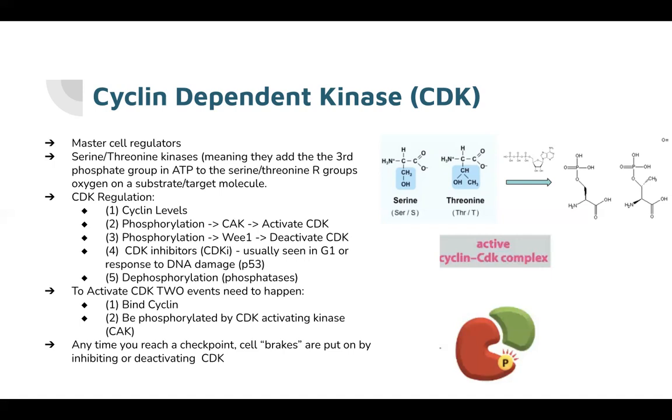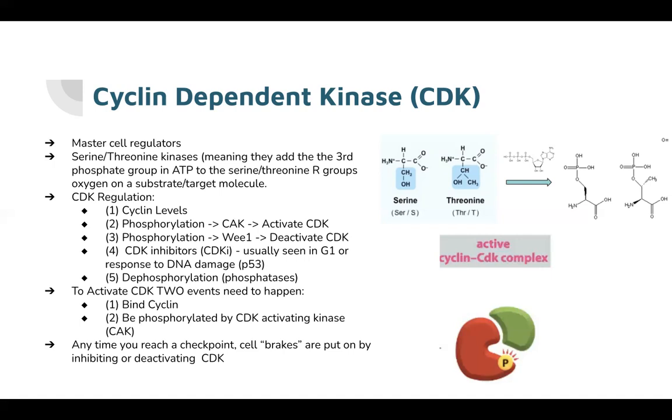Another way we can regulate CDK is through CDK inhibitors, which I think there's a slide in here about, P53. So CDK inhibitors inhibit the CDK cyclin complex. And you're usually going to see it in G1 or in response to DNA damage throughout the cell cycle.